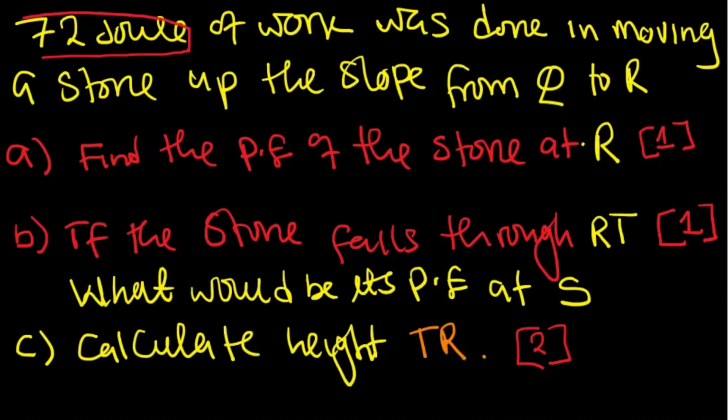How do we find the potential energy? You need to know that when air resistance is ignored, remember this, when air resistance is ignored, potential energy is equal to work done. And therefore, the answer here is 72 joule. So the potential energy is equal to work done. The work that was done on moving the stone from Q to R is 72 joule, and therefore that is its potential energy.